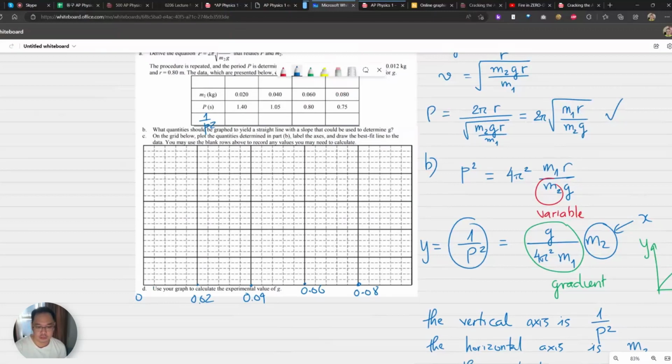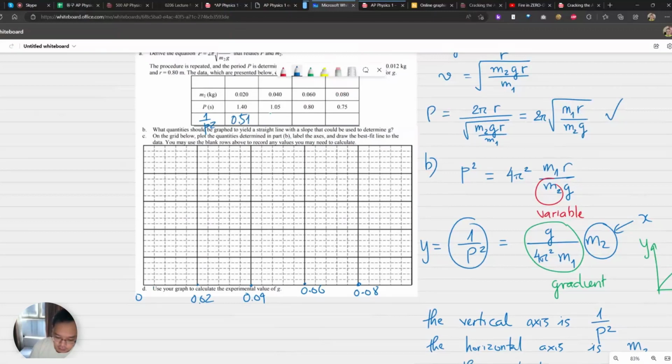Only 1 divided by p square. For the first value, p is 1.4. 1.4 squared. Where's the square button? We need to reverse the calculator here. This value, 1 over p square, is 0.51.